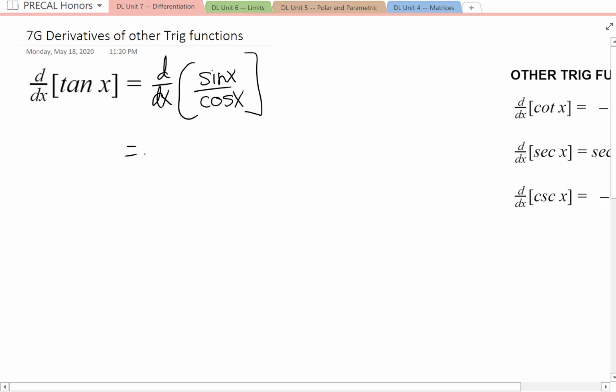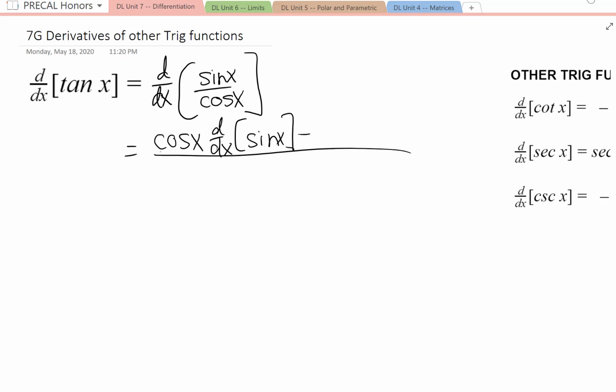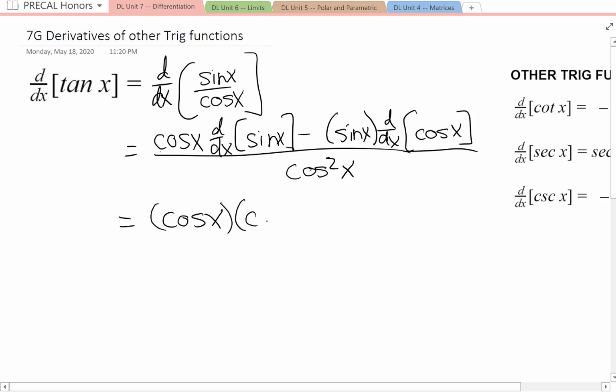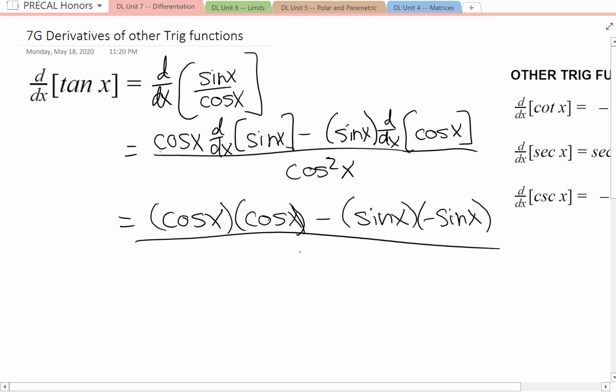Now, I'm going to use the quotient rule. Low d high minus high d low, over low squared we go. The derivative of sine x is cosine x, minus sine x times the derivative of cosine x, which is negative sine x, all over cosine squared x.